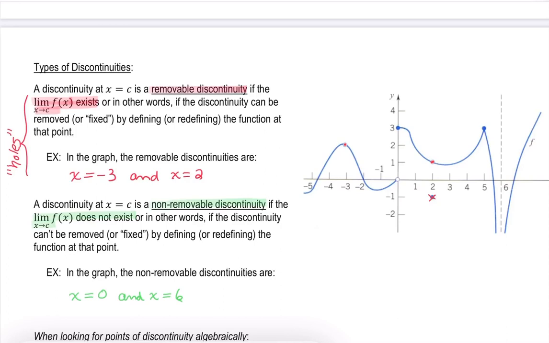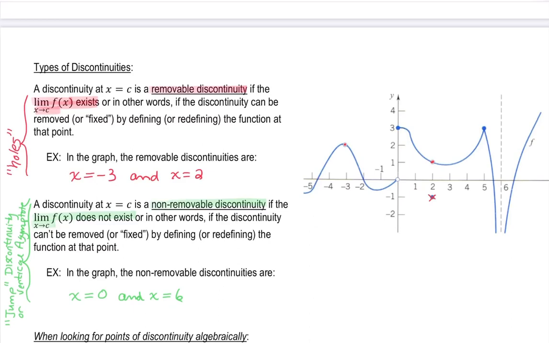In terms of your non-removable discontinuities, there's really two types you see there. The one at x equals 0 is what we call a jump discontinuity. So it could be a jump in the graph. You can just see that occurring, right? Or it might be, and this is true at x equals 6, the location of a vertical asymptote. So these are the two different types of graphical situations that we could have for these non-removable discontinuities.